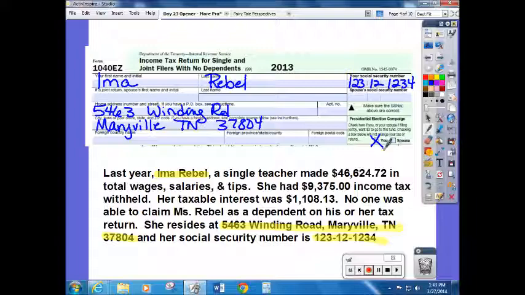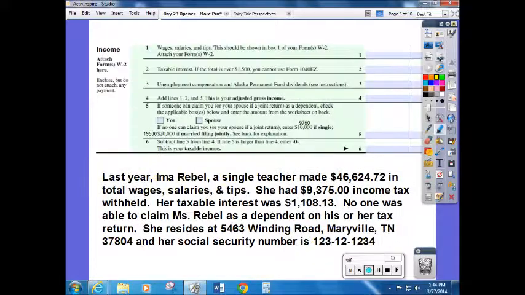If Ms. Rebel was married, we would put her husband's name in here where it says spouse's first name and initial. We would also put his social security number. But since Ms. Rebel is single, we won't have that in there.